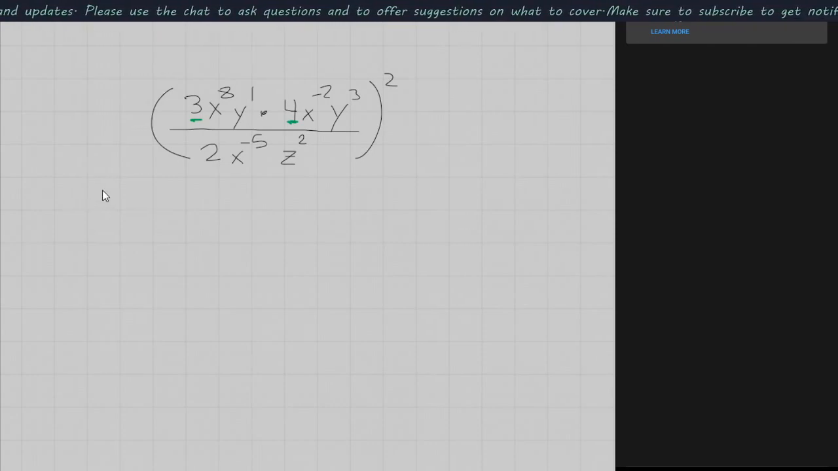So this is going to be 12. And then you have your bases that are the x's that are the same. So you have x to the 8th and x to the negative 2. And like I said, when you have the same base and you're multiplying, you're going to add those exponents. So what is 8 plus negative 2? 8 plus negative 2 is going to be x to the 6.